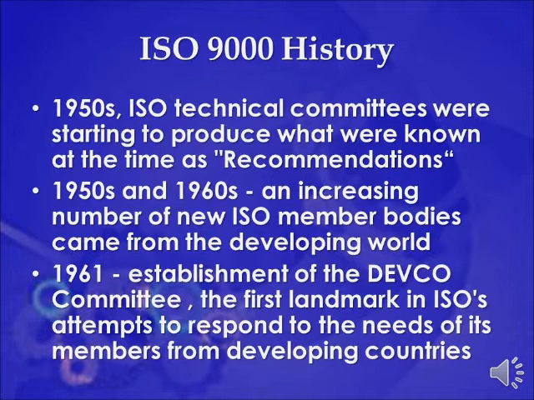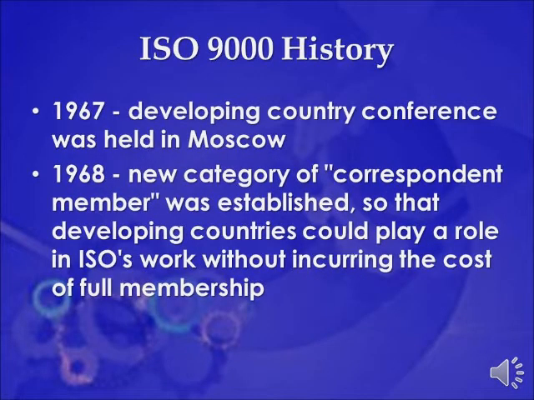1950s and 1960s, an increasing number of new ISO member bodies came from the developing world. 1961, establishment of the DevCo Committee, the first landmark in ISO's attempts to respond to the needs of its members from developing countries. 1967, Developing Country Conference was held in Moscow. 1968, a new category of correspondent member was established, so that developing countries could play a role in ISO's work without incurring the cost of full membership.